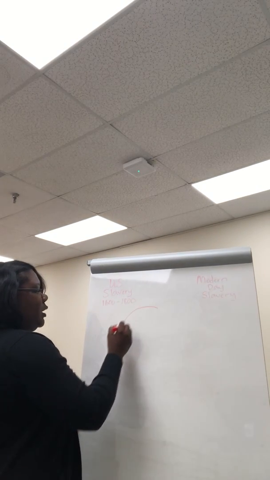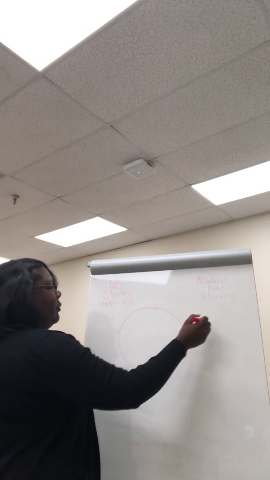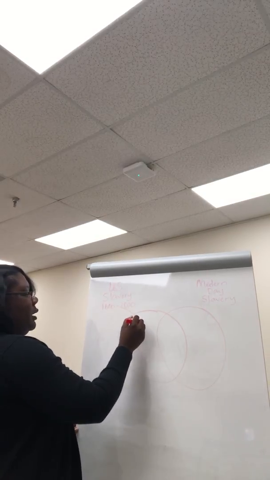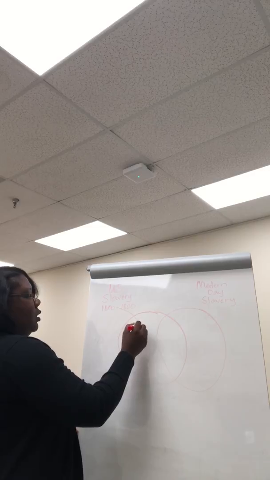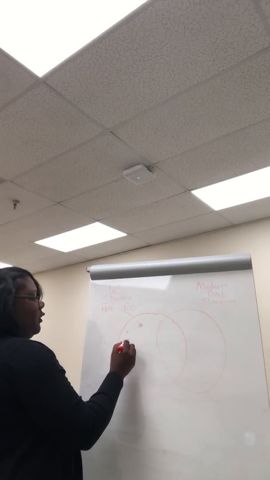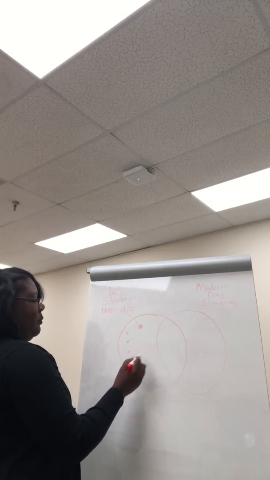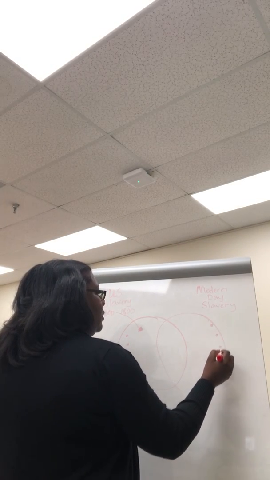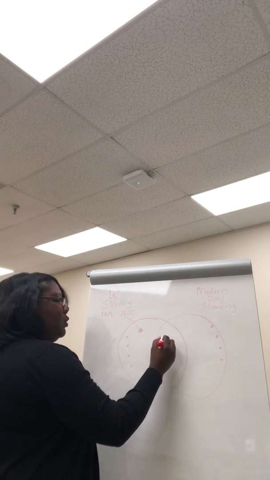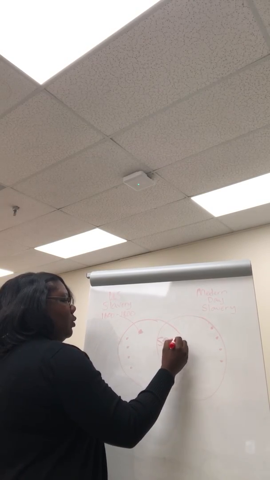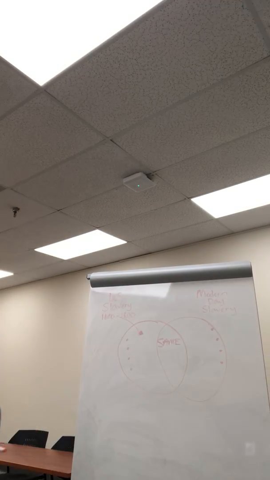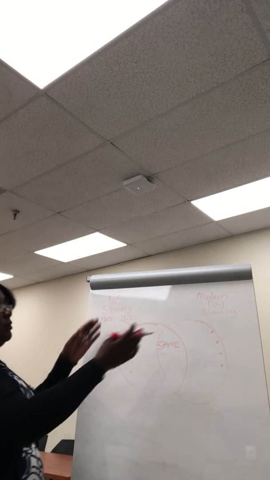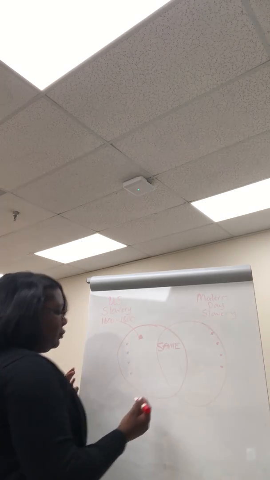In your mind, you may want to create a Venn diagram. Here, in this side, you will list the conditions of how slavery was different back in the day than how it is currently. And then in the middle, what's the same? There are some things that are just the same.